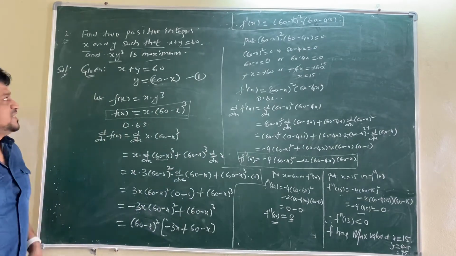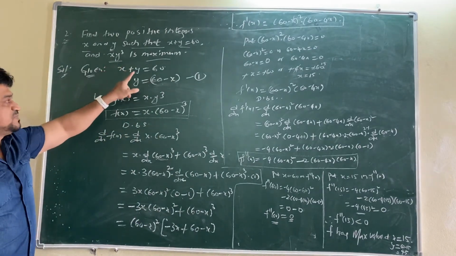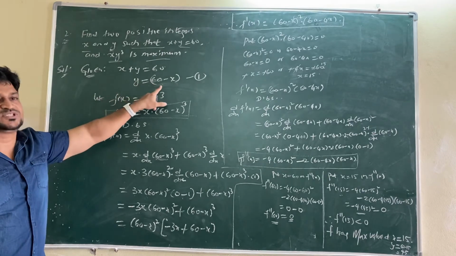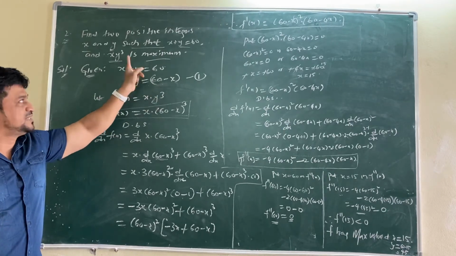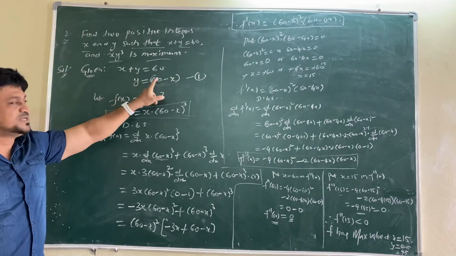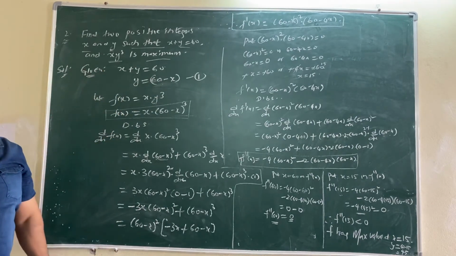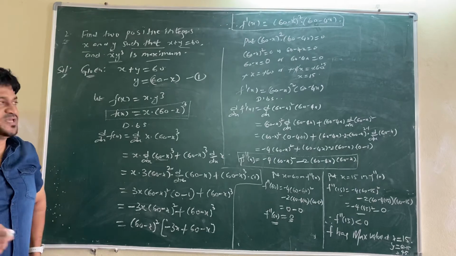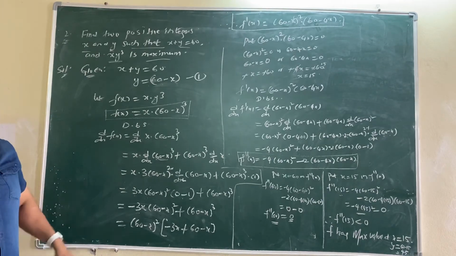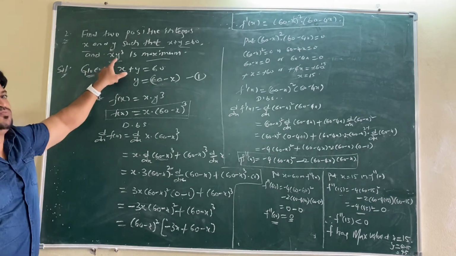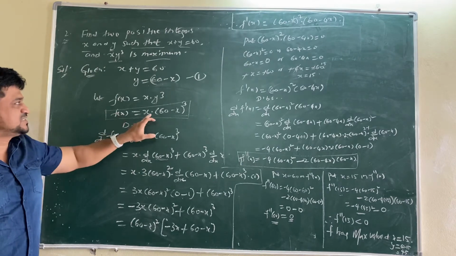Find two positive integers. They have given one equation, x plus y equal to 60, y is equal to 60 minus x. First step you need to remember, send the x term to the right side. 60 minus x. Then what is it? What we need to maximize? They give some formula, volume or anything. They have not mentioned anything like that. They have just given x into y cube. That is our f of x. F of x equal to x into y cube.